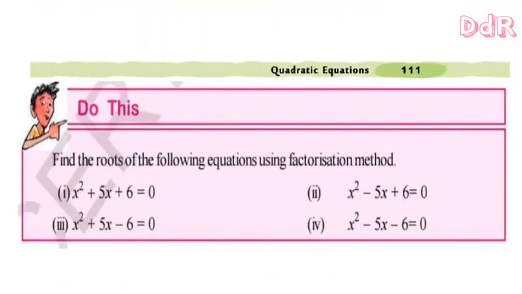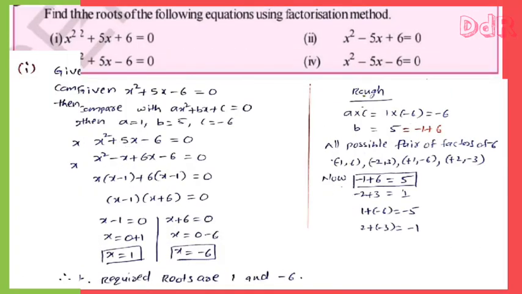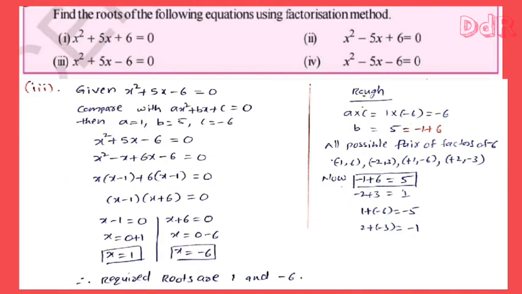So the second problem is homework, x square minus 5x plus 6 equals 0. So very simple. Coming to the third one, x square plus 5x minus 6 equals to 0. Given equation is x square plus 5x minus 6 equals 0. Compare with the standard form, a value 1, b value 5, c value minus 6. So first a into c equals to 1 into minus 6 equals to minus 6. Next b equals to 5.